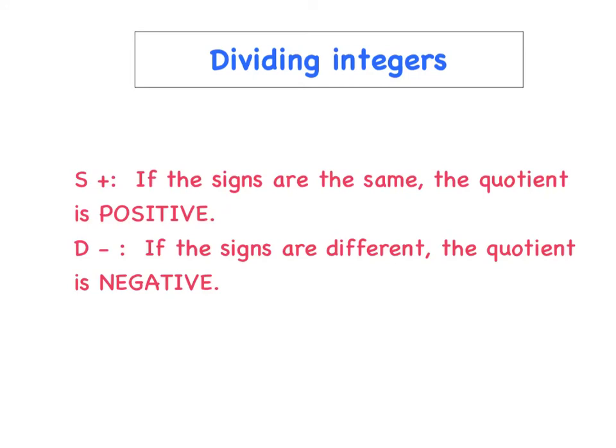Dividing integers. The S plus, D minus will work with dividing integers in the same way it worked with multiplying integers. So if the signs are the same, the quotient is positive. If the signs are different, the quotient is negative.